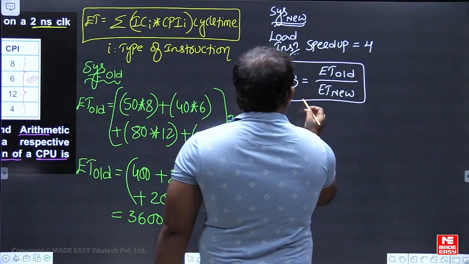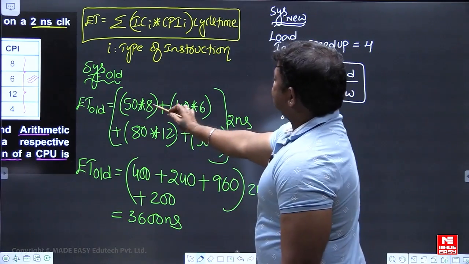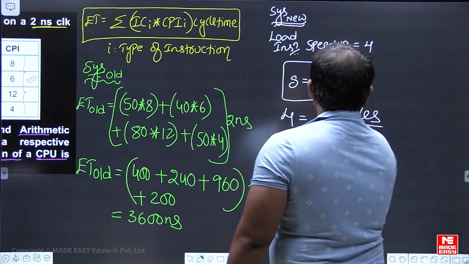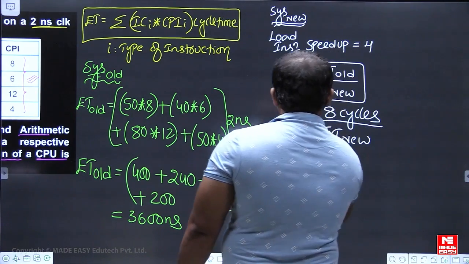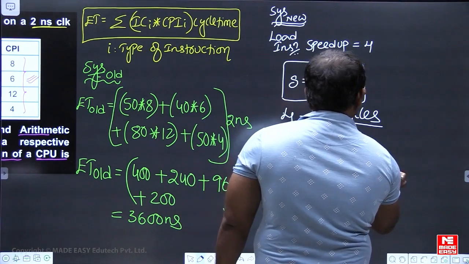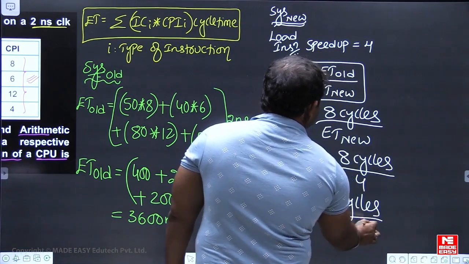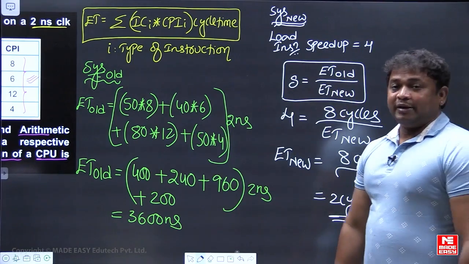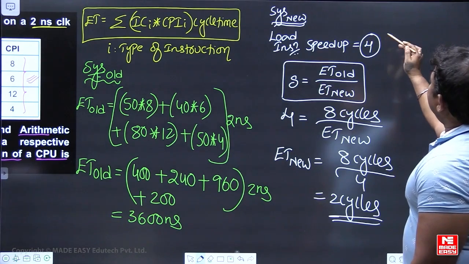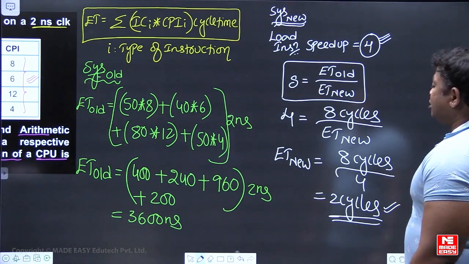So we want the new time. The S value is already given as 4. See this, the load instruction old time is 8 cycles divided by the new time. So the execution time of new with respect to load instruction is 8 cycles upon 4. That is 2 cycles. There is a change in the ALU instructions, arithmetic instructions, and load instructions. So load instructions are enhanced with a speed up of 4. That's why load instruction takes 2 cycles. Now CPI will be affected.